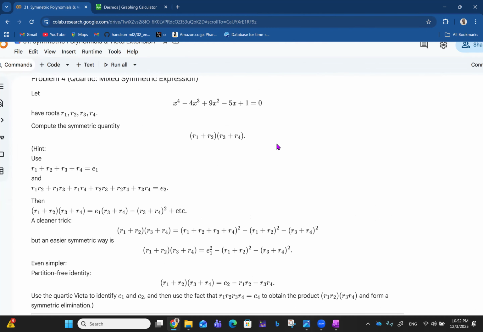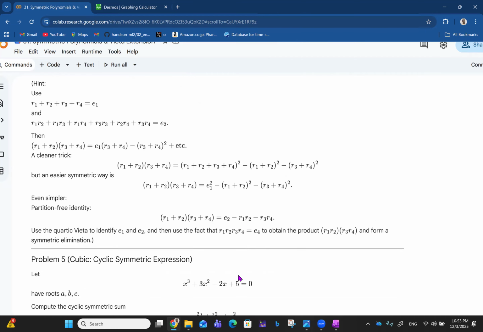So you have this whole thing, and you want to compute this symmetric quantity. So you can expand. You have R1R3 plus R1R4 plus R2R3 plus R2R4. That's like E2 right there. That's in pairs, so you need to use E1, E2, and all that to do the computation. And then, of course, this expansion. This one has even been solved. So you can have a cleaner trick like this, but an easier symmetric way is this other one. You can just try your hands on that.